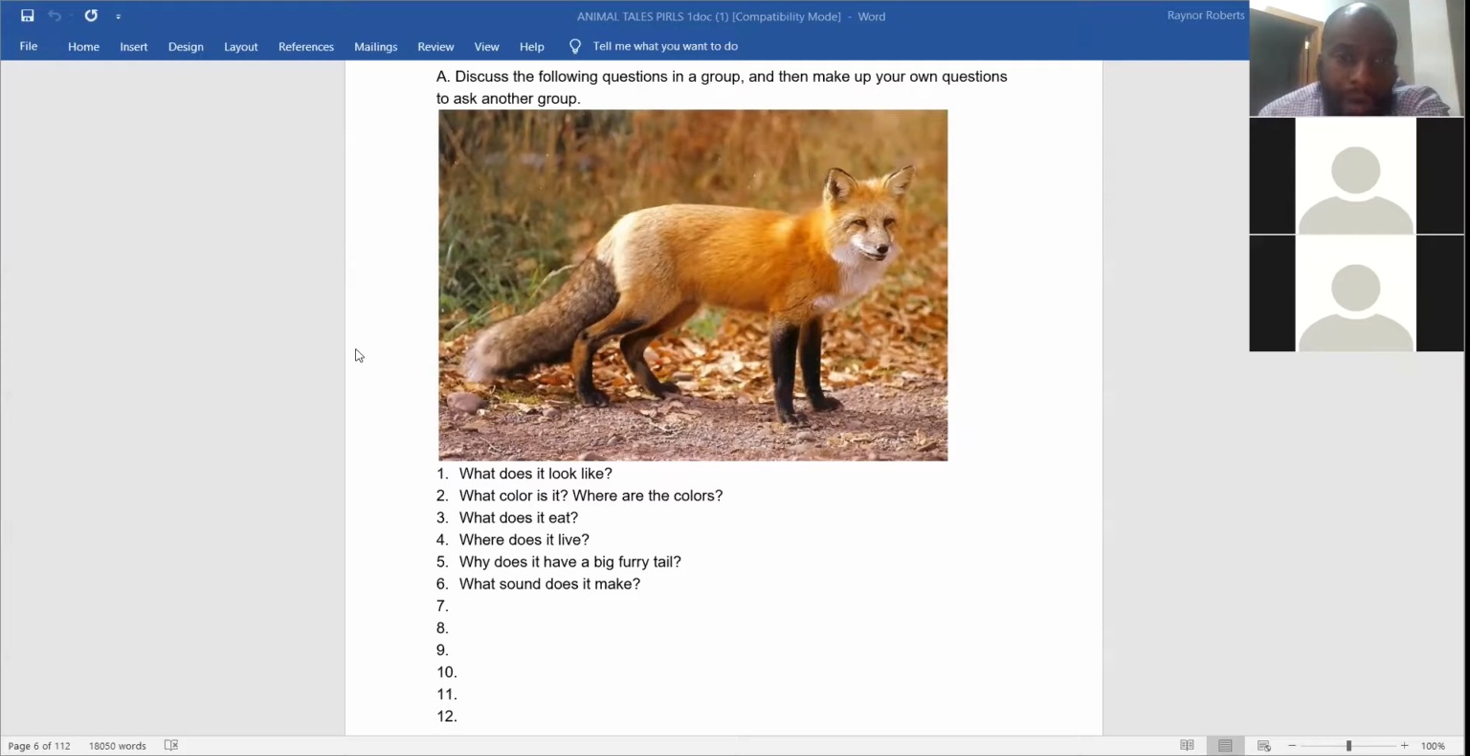So this is a big problem. We are killing animals' habitat. We call that habitat. See there, habitat.